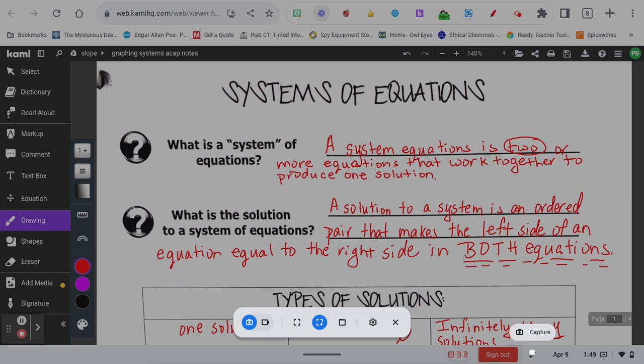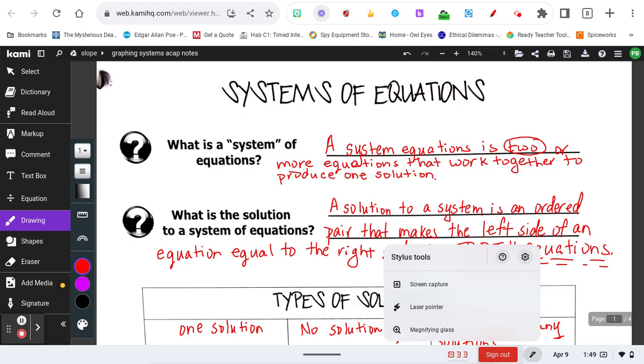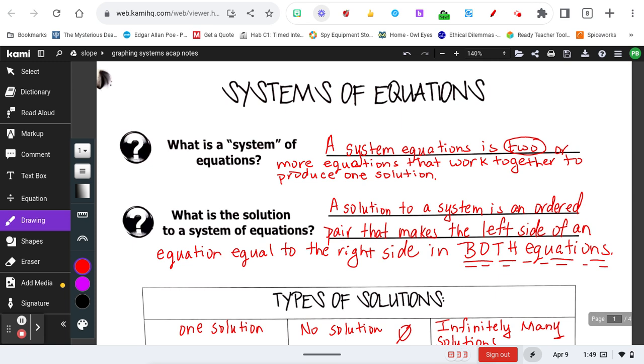If you take a look at this, it says, what is a system of equations? A system of equations is two or more equations that work together to produce one solution. However, we'll only be dealing with two, but the main thing is they have to work together to produce one solution.